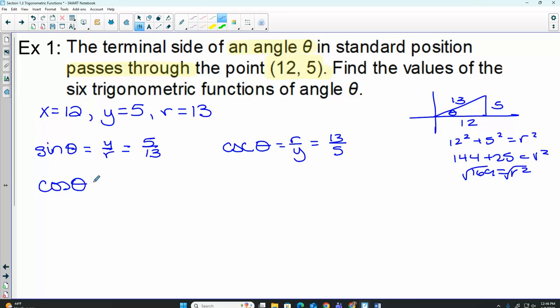Cosine. What's the definition of cosine? X over R. If you prefer to think about your triangles, SOHCAHTOA, adjacent over hypotenuse, either way we get 12 over 13. Reciprocal of cosine is secant. So all you have to do is flip it, so 13 over 12.